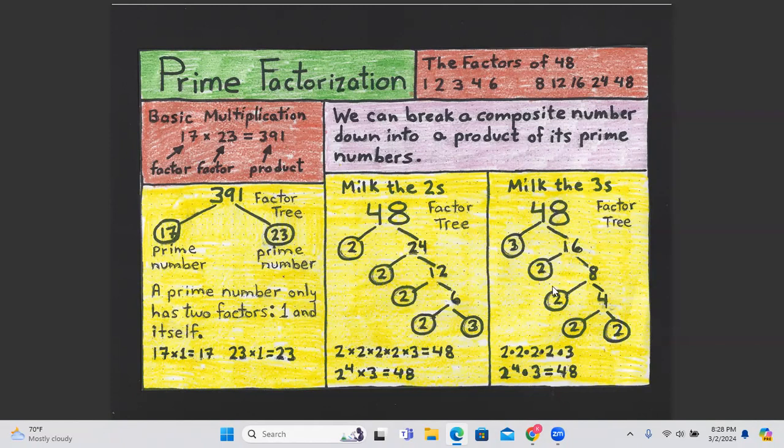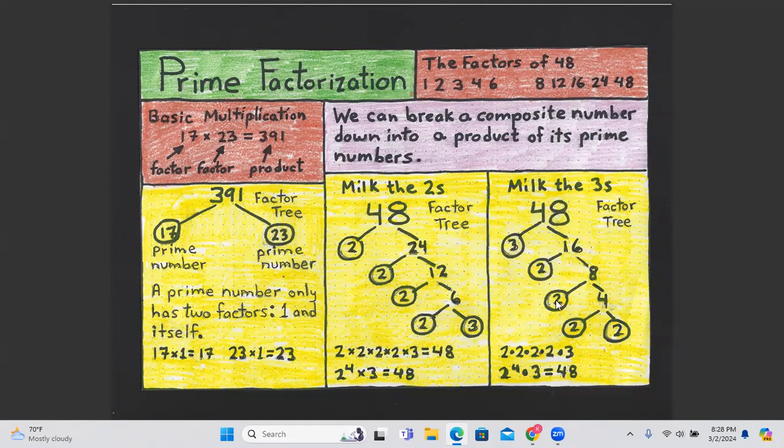And so let's go ahead and milk the threes in this case, because 3 is a factor of 48, because we see that 3 right there, and we know that 3 is a prime number. So let's go ahead and milk that 3 out. Notice that 3 is right here. And so when we milk out the 3, we know that 3 times 16 will give us 48. And guess what? 16 is right here. And we can also factor out 16, because 16 is a composite number, and we can milk a 2 out here. And so when we take that 2, we know that 2 times 8 will give us 16.